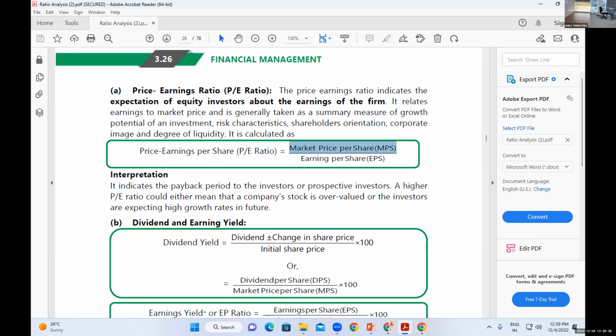Net profit after tax minus any dividend payable to preference shareholders. If there is any, our company may not have. If it is there, you subtract that dividend. The remaining amount is divided by the number of equity shares, which is equal to earning per share. Earnings available to equity shareholders divided by number of equity shares is equal to EPS.